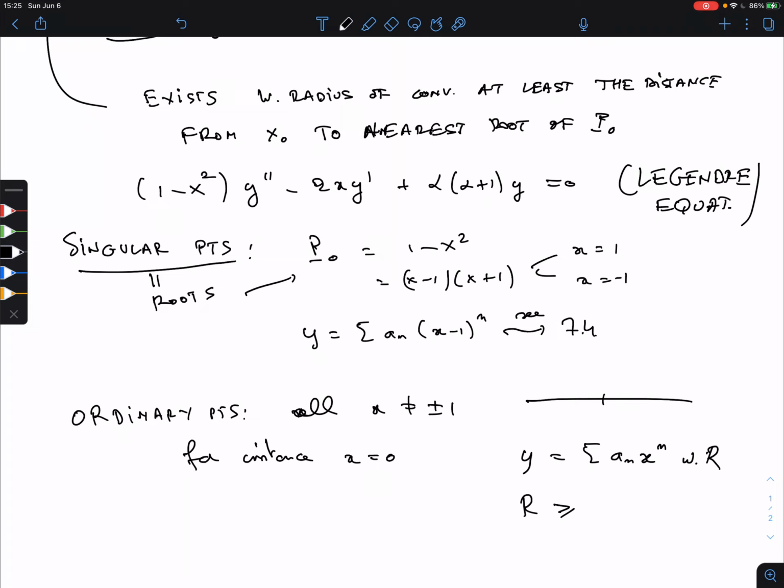So okay, here is our x0, which is 0, and here are the two roots, minus 1 and plus 1. So what is the distance here? Well, they're equidistant, so 1. So we will have a solution of radius of convergence at least 1.